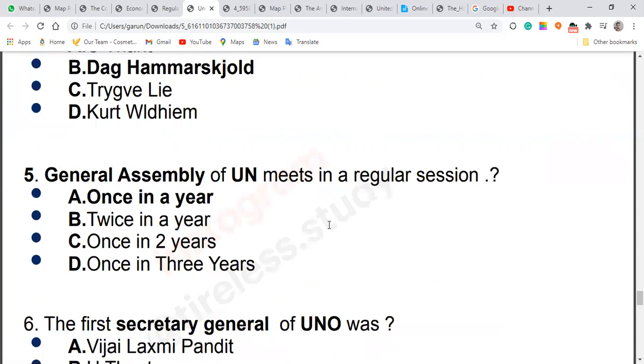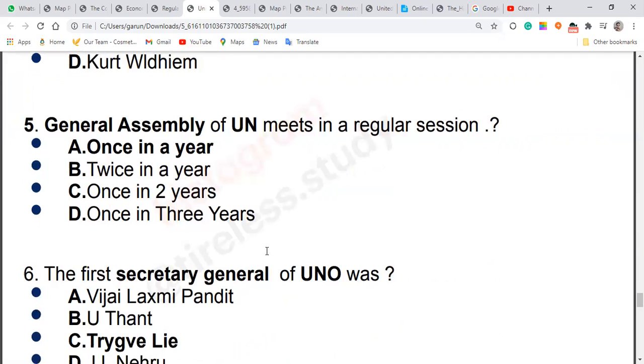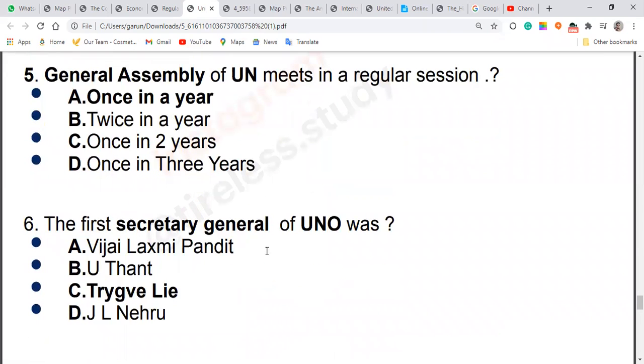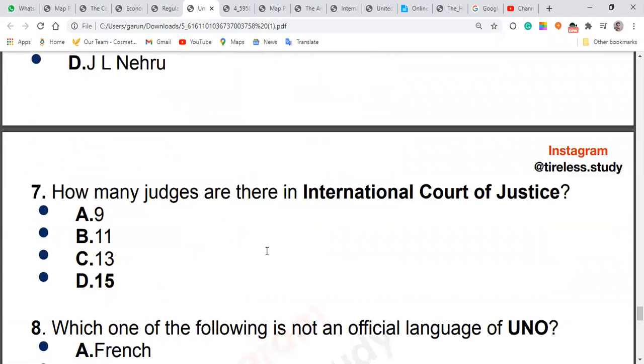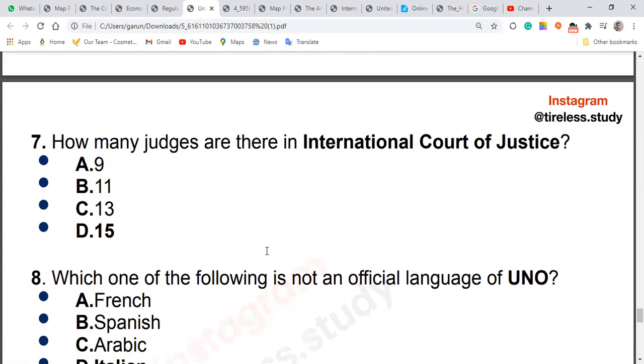Okay, the General Assembly of the United Nations meets in regular sessions once a year. Okay, the first Secretary General of the United Nations organization was Trygve Lie. How many judges are there in the International Court of Justice? That is 15. Option D is correct.